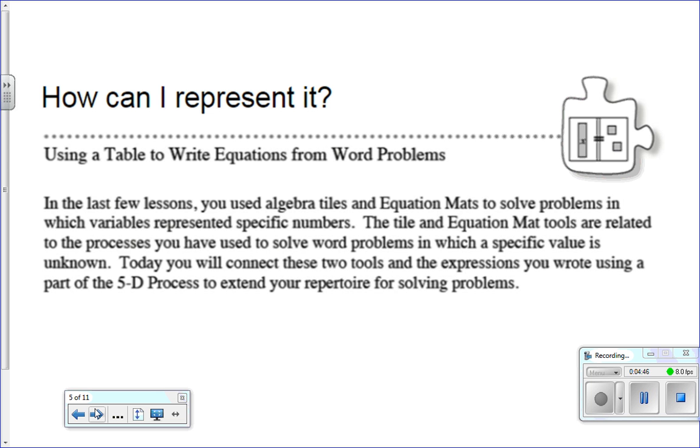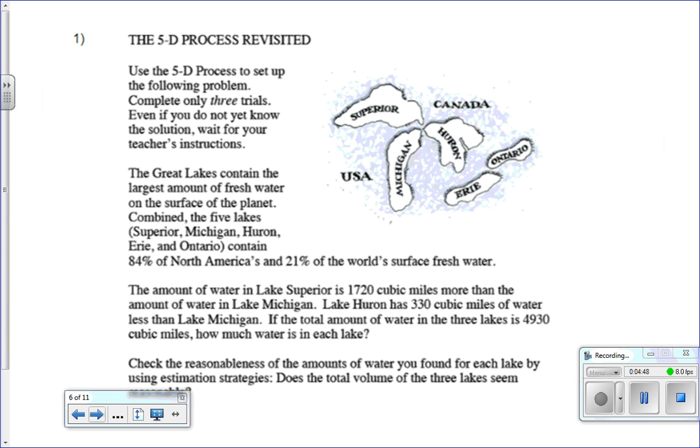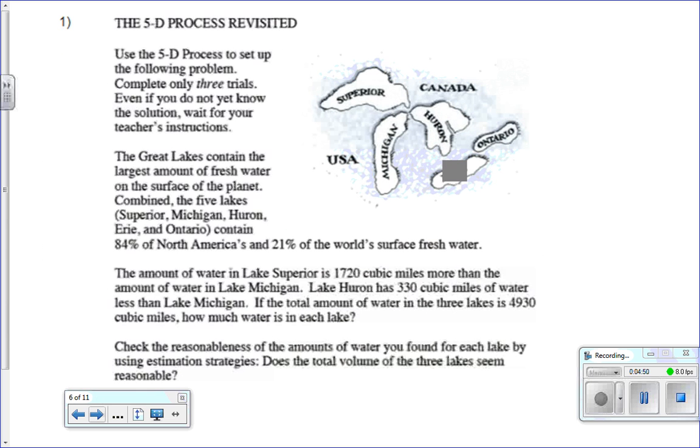Okay. So for the first problem, we are going to start off by using the regular 5D process. And that's what you guys are going to do in your groups. You can use a calculator to help you out, and I'm going to explain to you what we're going to do next. So it says, use the 5D process to set up the following problem. Complete only 3 trials. Even if you do not yet know the solution, wait for your teacher's instructions.